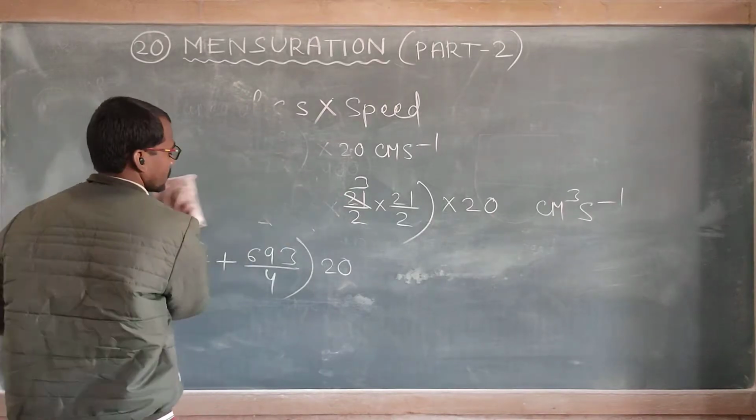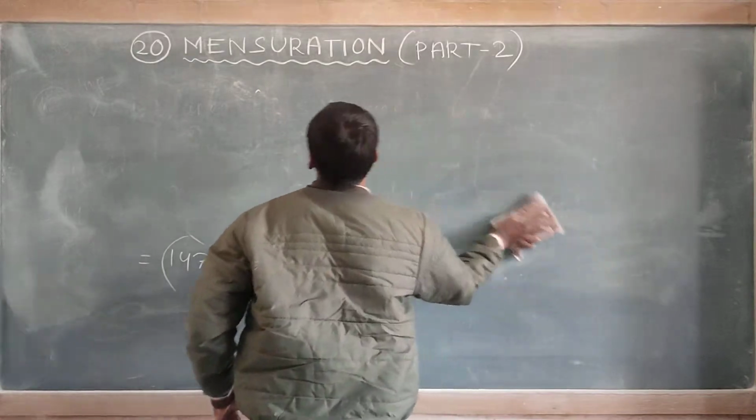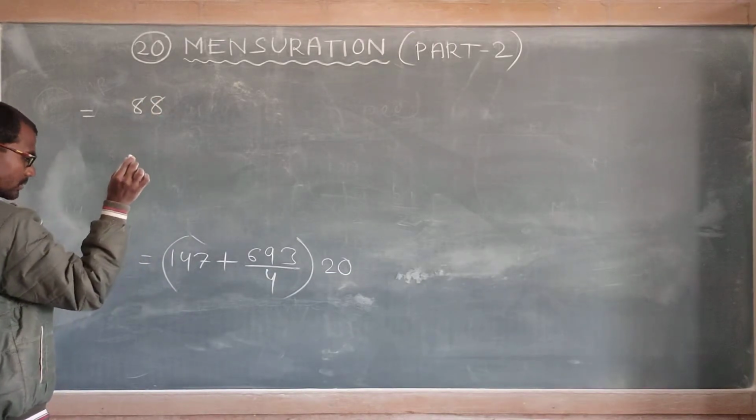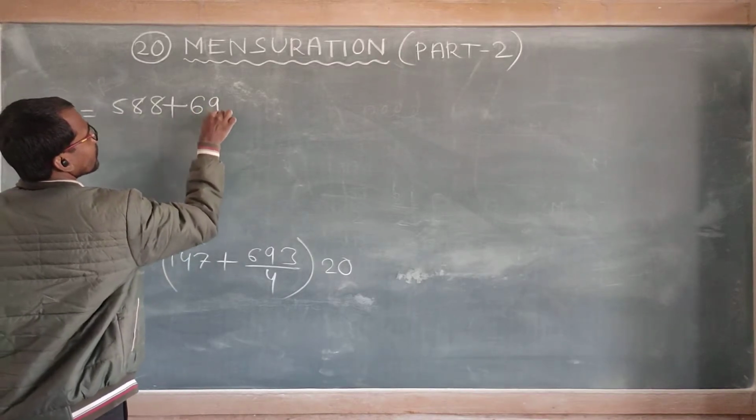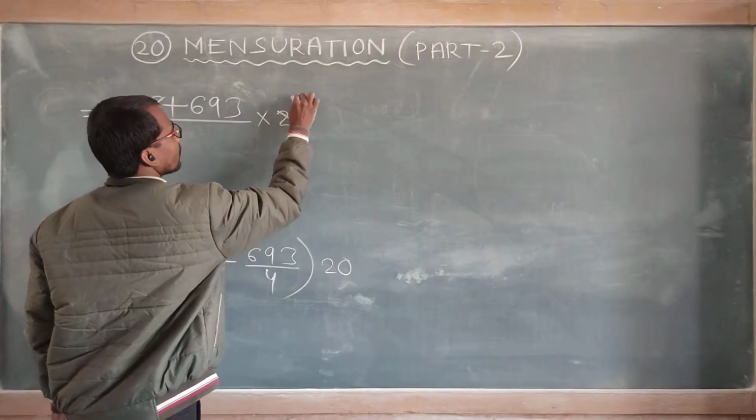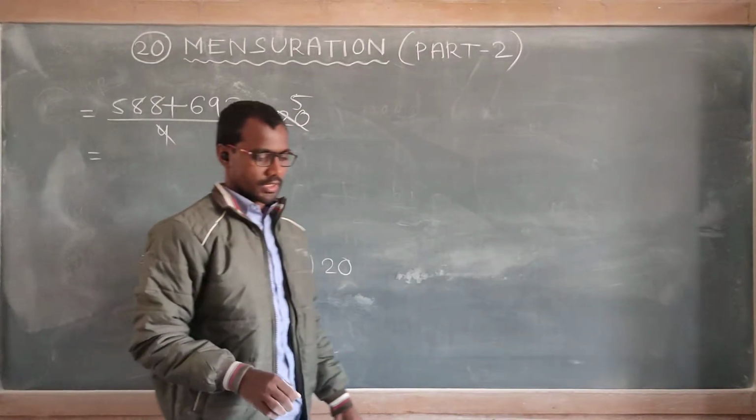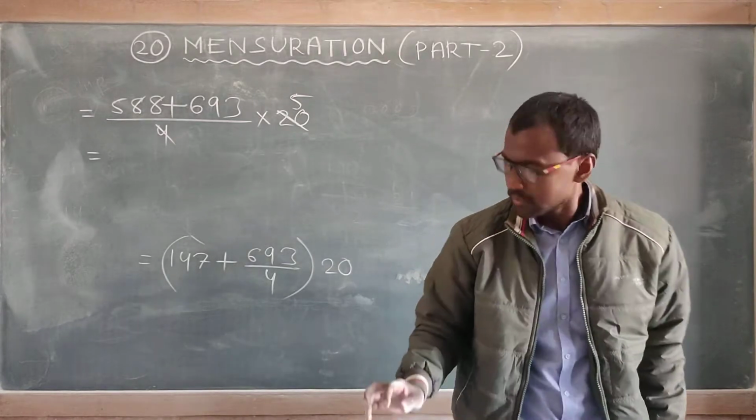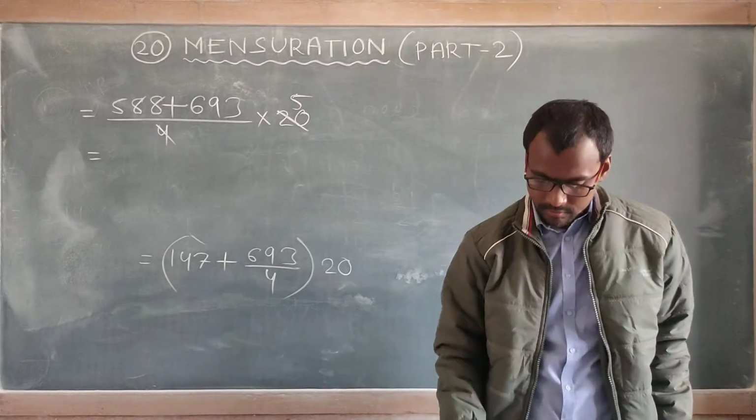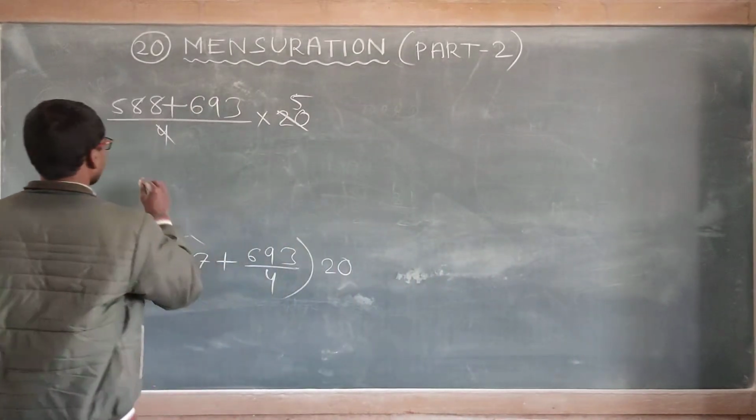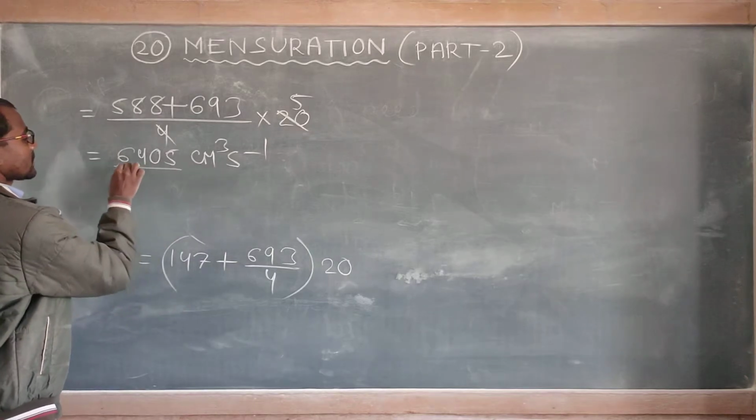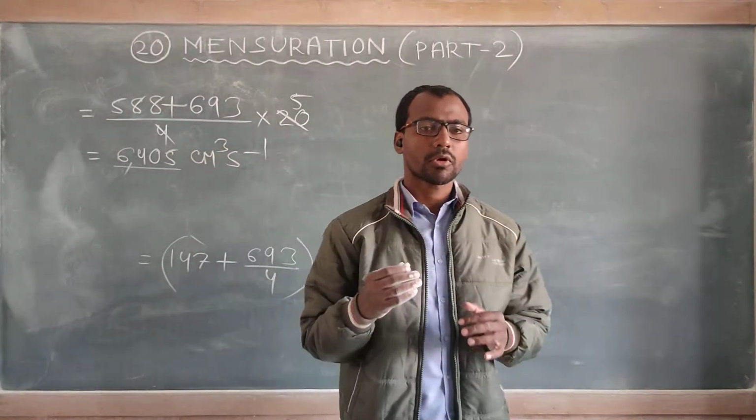Let us calculate this. This is equal to 693 by 4 into 20, 4 fives are 20. So this into 5, what is it? Let us calculate. 588 plus 693 is 1281, into 5, 6405 cubic cm per second. So in 1 second, 6405 cubic cm of water is flowing through the channel.